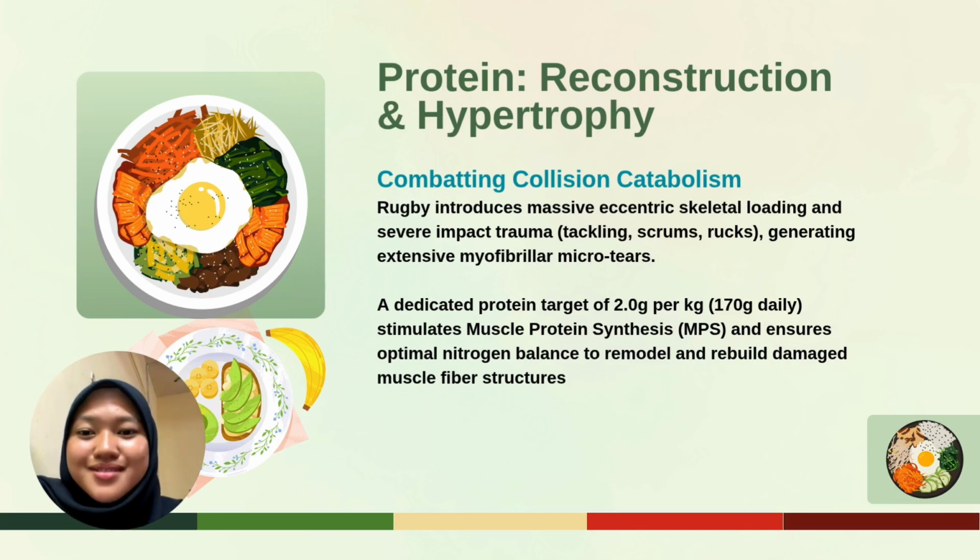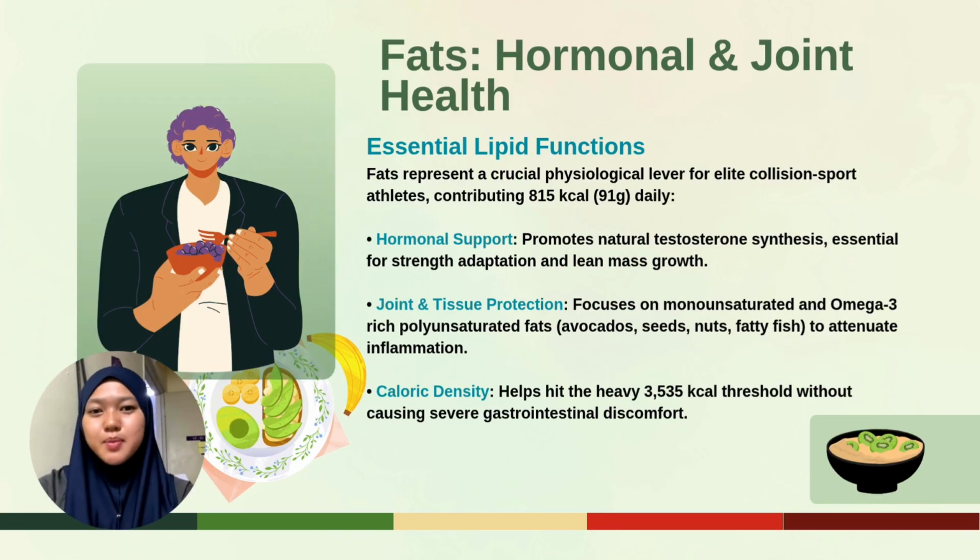For the next part is fats. Do you know that athletes also need fats? Because it actually helps them. Fats are very healthy for hormonal and also joint function. Fats' essential lipid function represents a crucial physiological level for elite collision sport athletes, contributing 850 calories, which is 91 grams daily. It also helps for your hormonal support, which is it promotes natural testosterone synthesis, essential for strength adaptation and also lean mass growth.